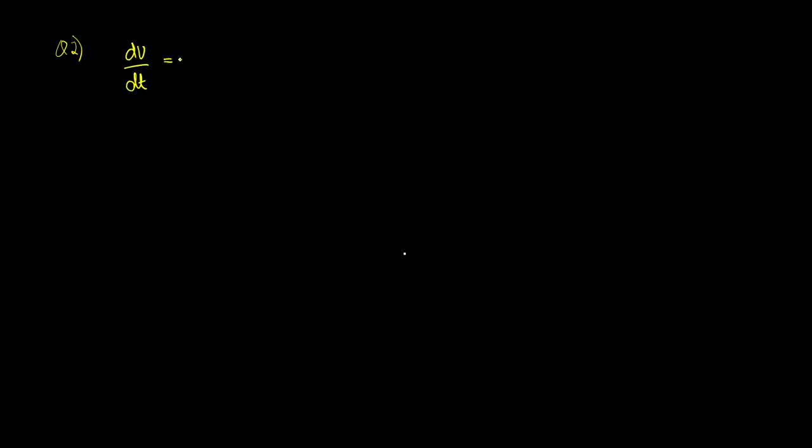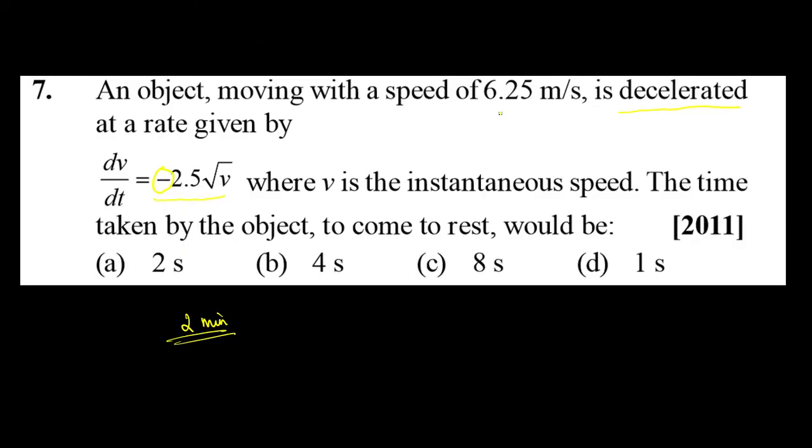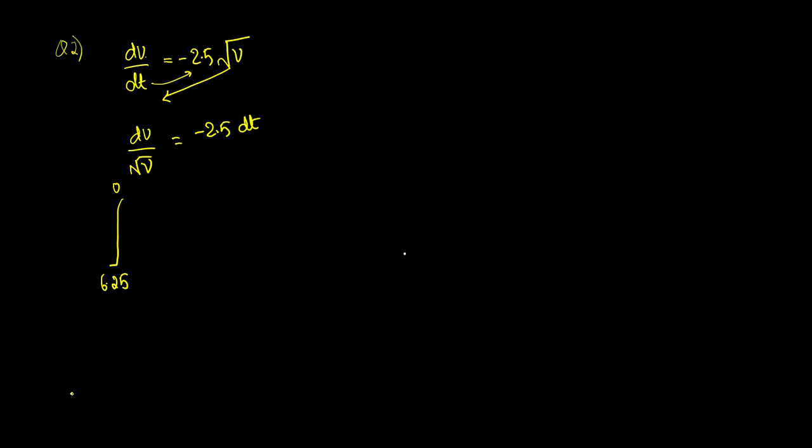dv by dt is equal to minus 2.5 times root v. As you know, dv, this is root v, v goes there, t goes there. So dv upon root v is equal to negative 2.5 times dt integrated from 6.25, given in the question, to 0. Listen, the speed is given as 6.25, it was moving with that. So initially it's 6.25 and finally when it comes to rest, it's 0.